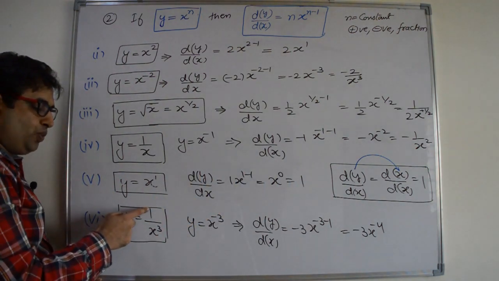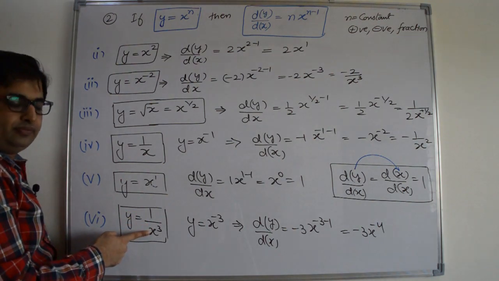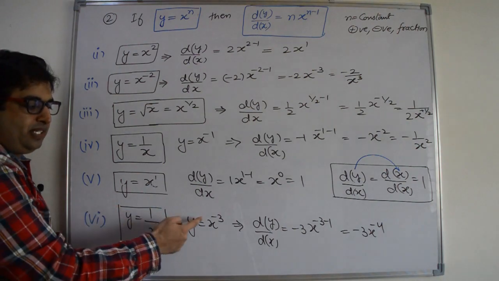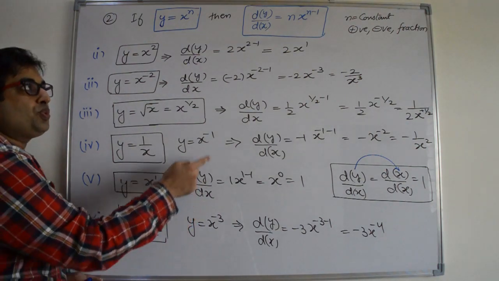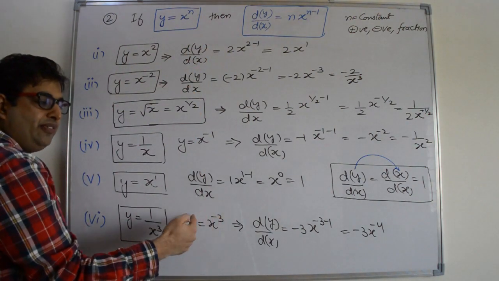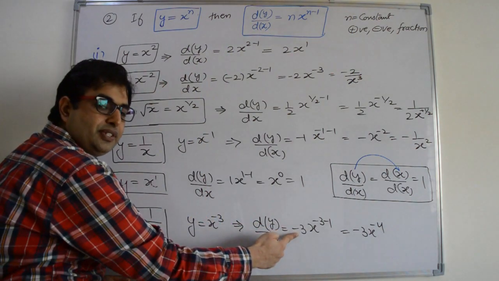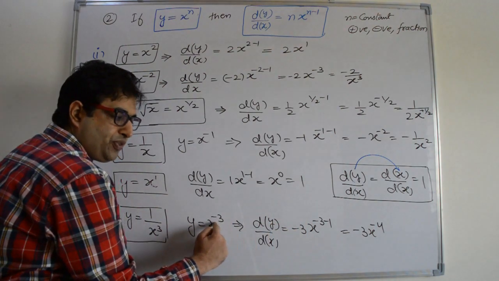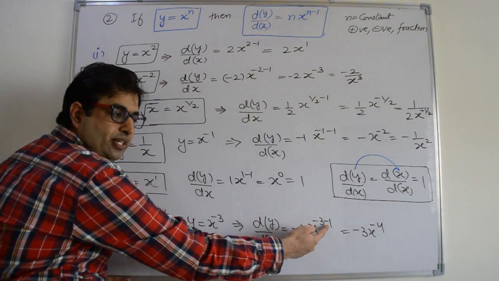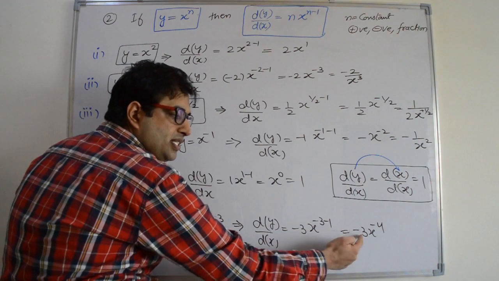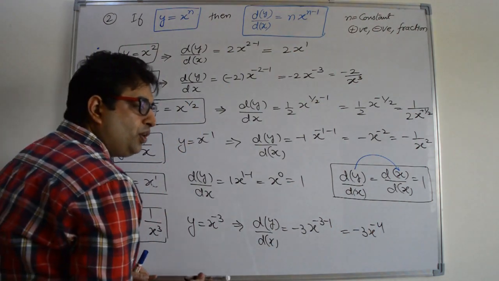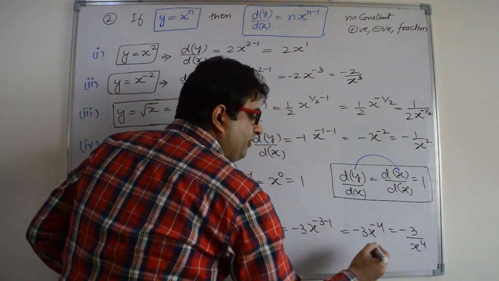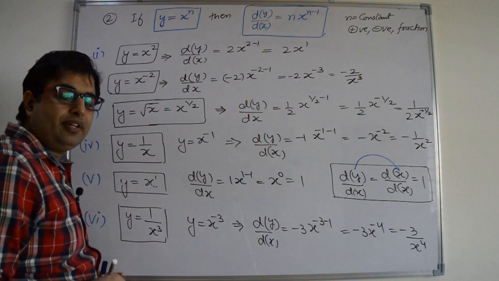Now y is equal to 1 by x cube. Move this to the numerator, it becomes x power minus 3. Use the formula. Minus 3 will come in multiplication, right? Differentiation will be minus 3 will come in multiplication, and we have to subtract 1, minus 1, it becomes minus 3x power minus 4, or we can write it as minus 3 divided by x power 4. Understood?